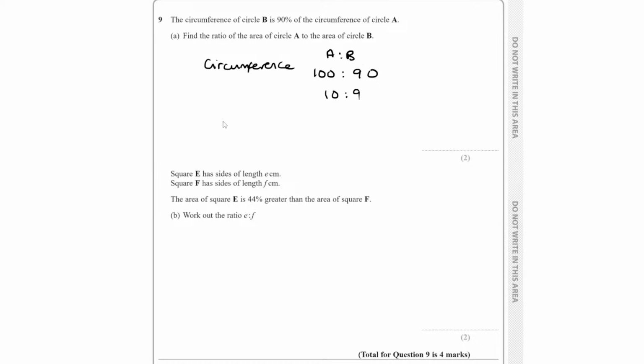Then the area, all I want to do for the area is just think, because we're using ratios here, we're not actually talking about literal values, are we? We're just talking about ratios. So how do I go from the circumference, which is 1 dimension, to the area, which is 2 dimensions? You just square it. Okay, so that would be 100, and that would be 81. That's what I would put, literally.